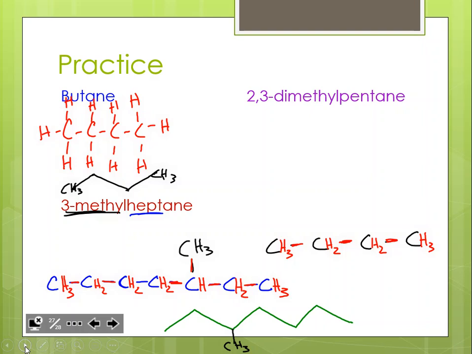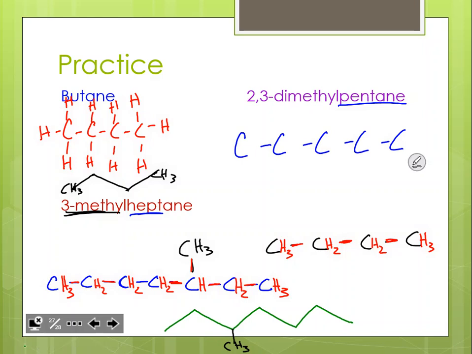Let's do the last example up here. We have 2,3-dimethyl pentane. So how many carbons do I need to put in my construct to begin with? Focus on the root one. How many carbons should I put in my main chain, parent chain? 5. That's where I start. So I have like so.